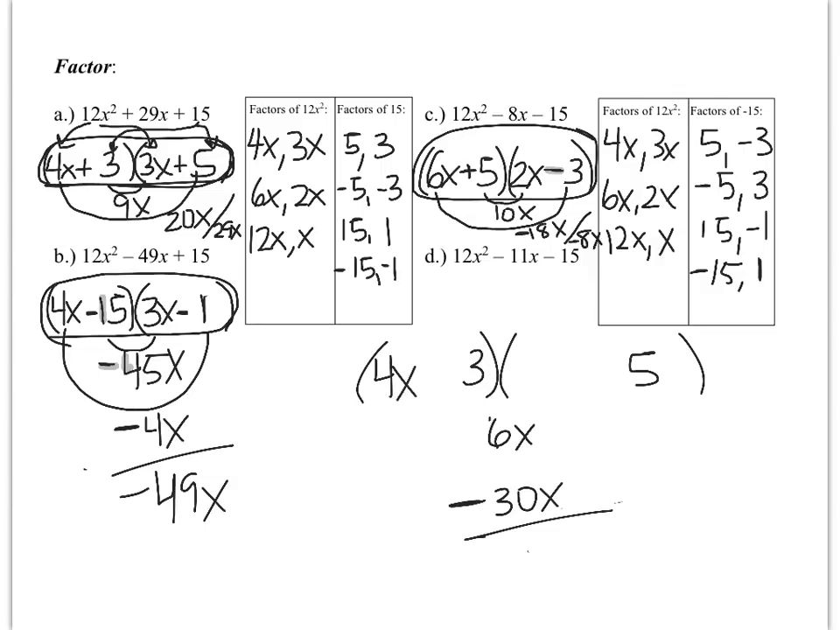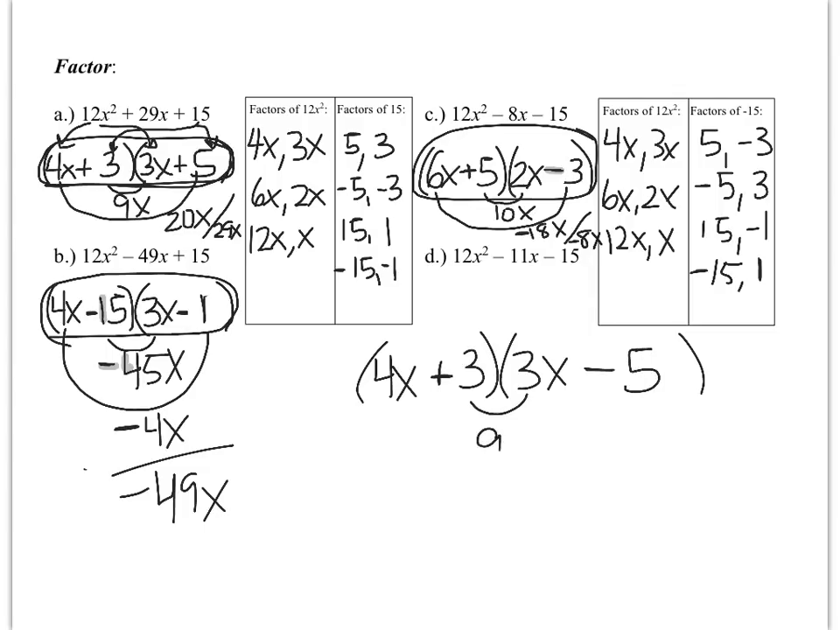So 4x and 3x. We know my signs have to be different. So let's say I put a plus sign here and a minus sign here. And let's see if I can get rid of some of these weird things going on here. There we go. Let's say I put the 3 here and the 5 here. And now let's just try it. The inners give me 9x. And the outers give me negative 20x.